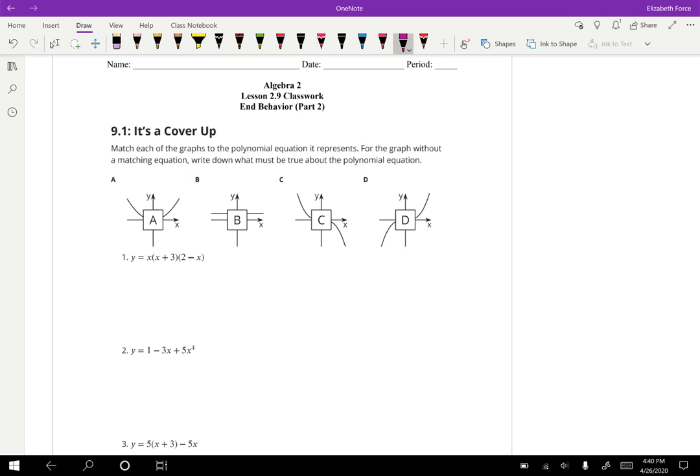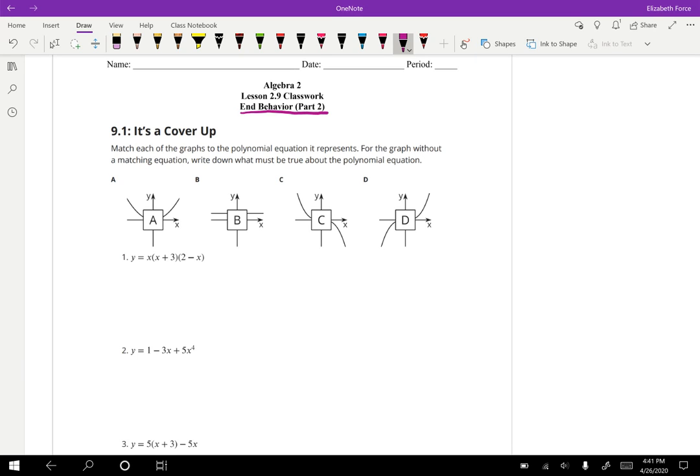In lesson 9.1, we are going to continue looking at the end behavior, so end behavior part 2 of polynomial functions. So if you have not had a chance to look at 2.8, please make sure you've watched all those videos for 2.8 before we move on to 2.9. In 9.1, they want us to match each of the graphs of the polynomials with the equation it represents.